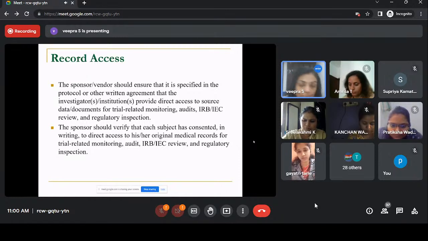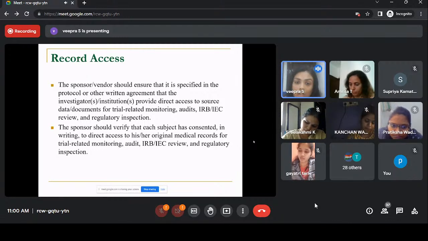By checking the subject source document only, we can confirm the subject eligibility, right? By checking the case report form only, we can confirm what necessary information needs to be collected, and whether it is collected or not. Whether the procedures are performed or not. Whether the study logs are up to date. Things like that can be confirmed only by checking these documents.